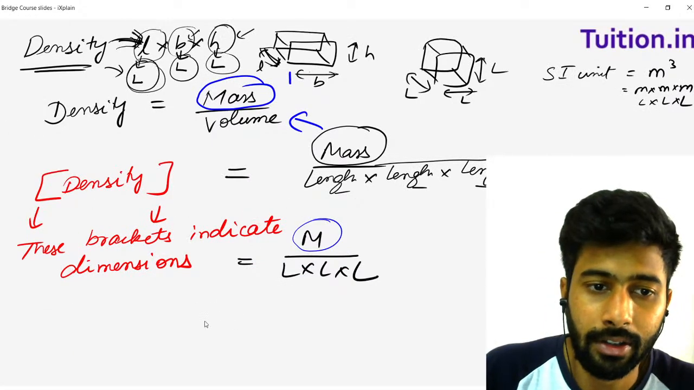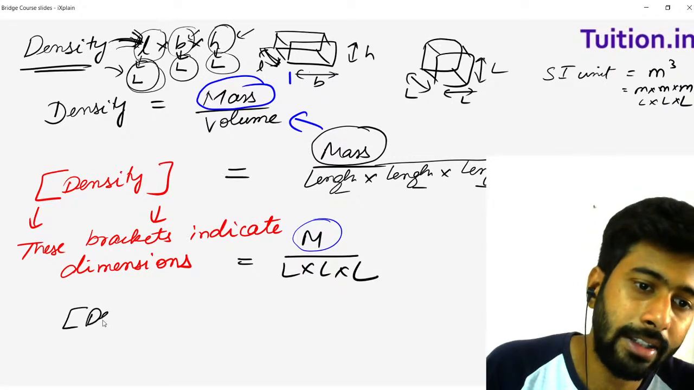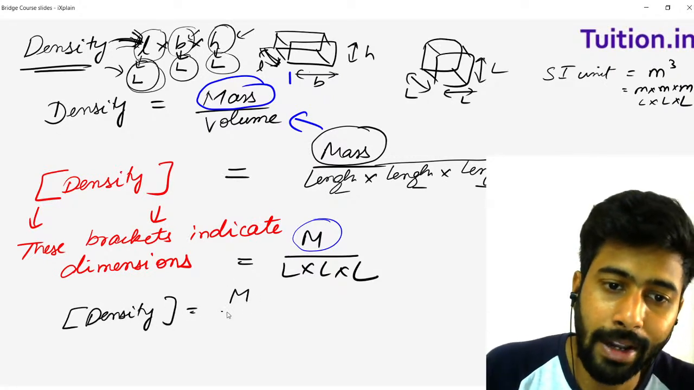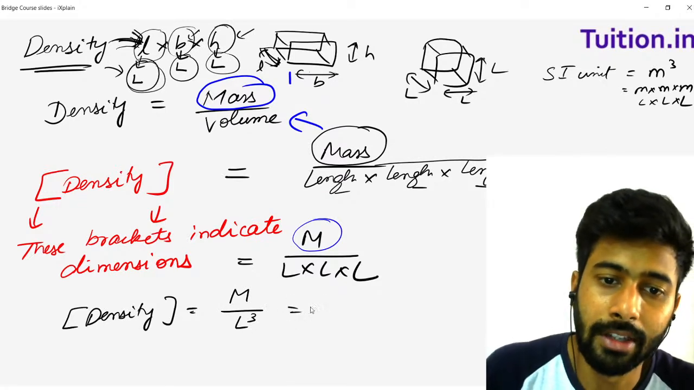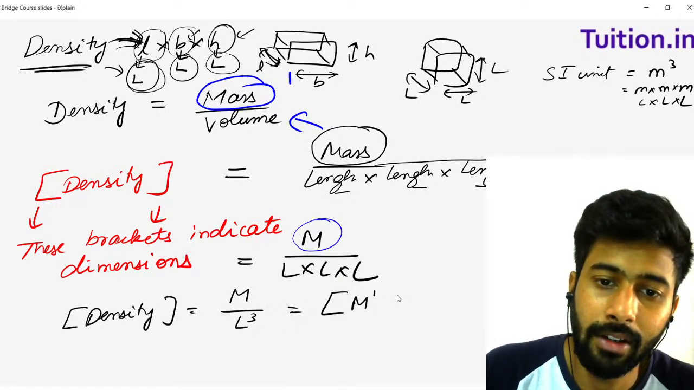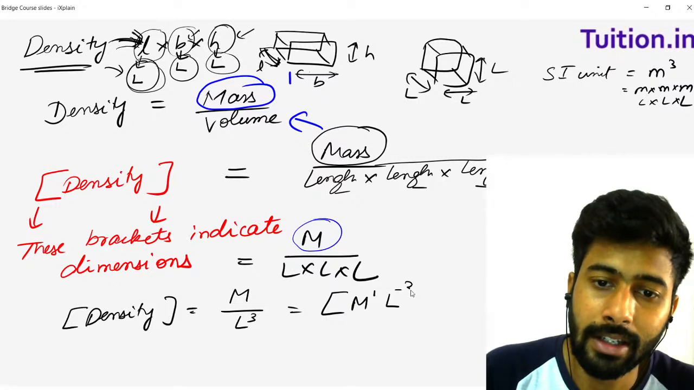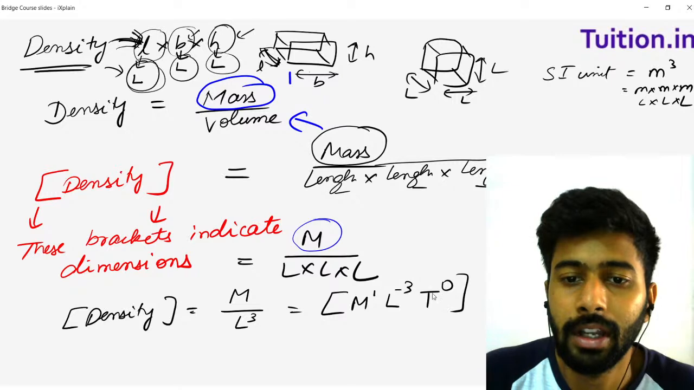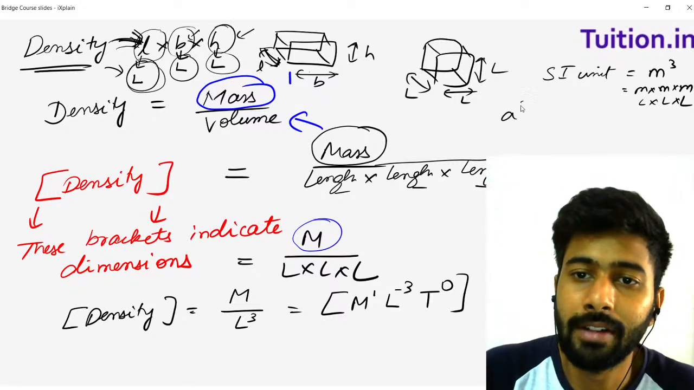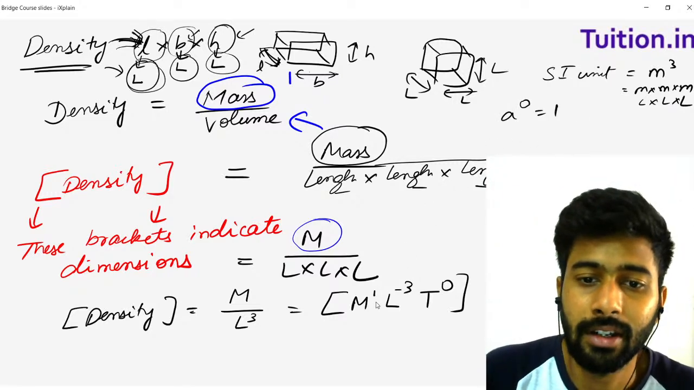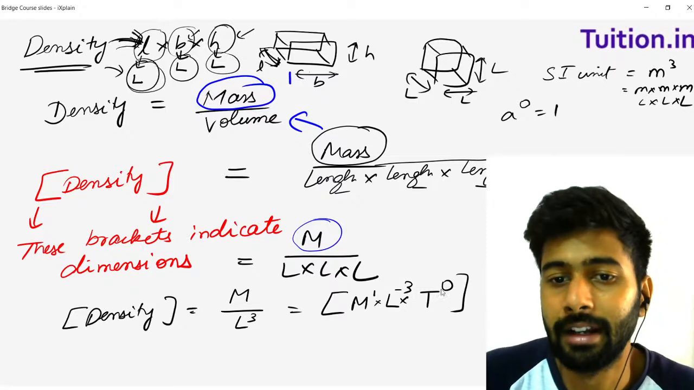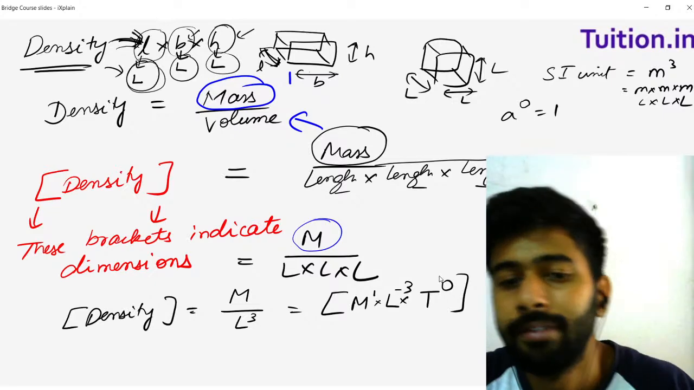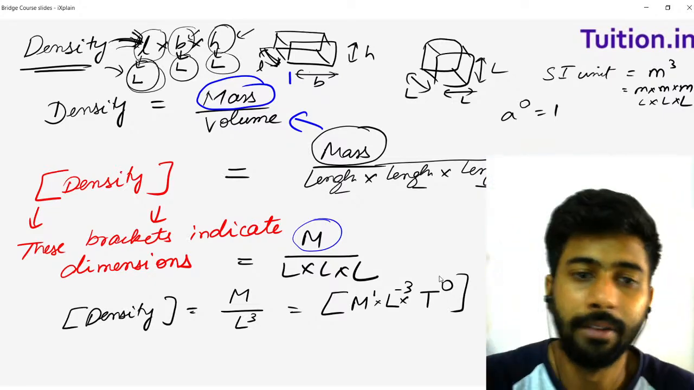So that's all. Your dimension for density is nothing but mass by length cube, which is nothing but mass power 1 into length power -3. And I can say it is time power 0. Why? Because anything to the power 0, a power 0, what is it? 1, right? So it is this into 1, something like that. So usually we use MLT everywhere.